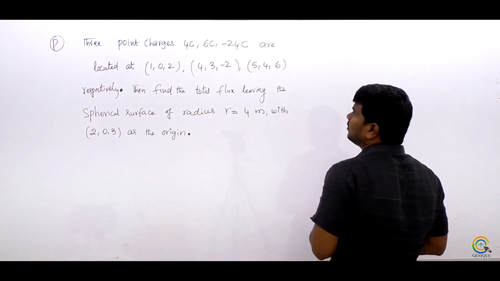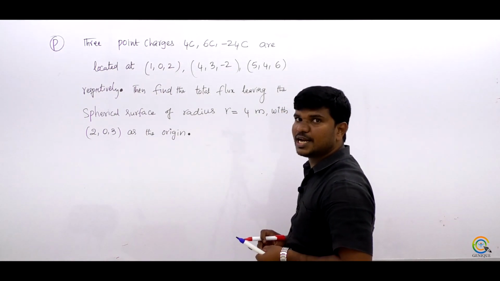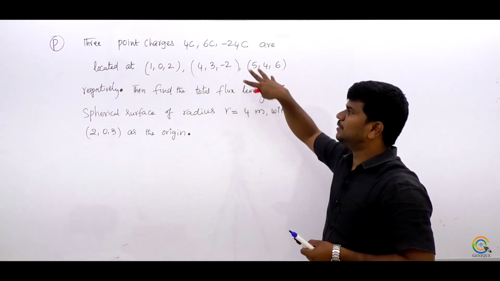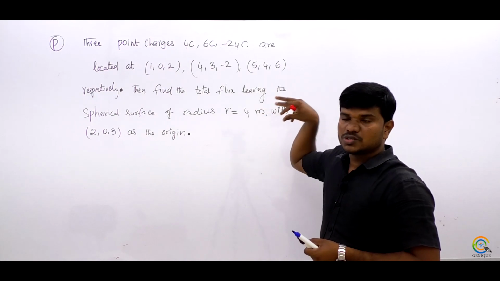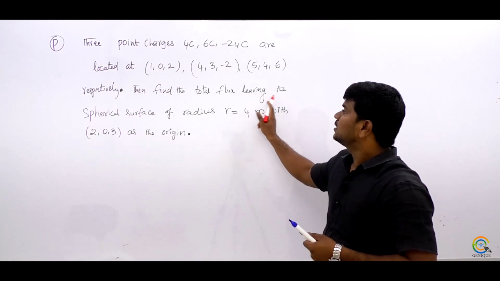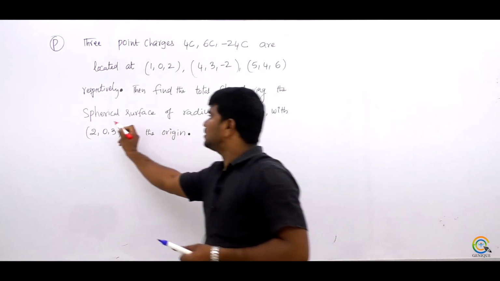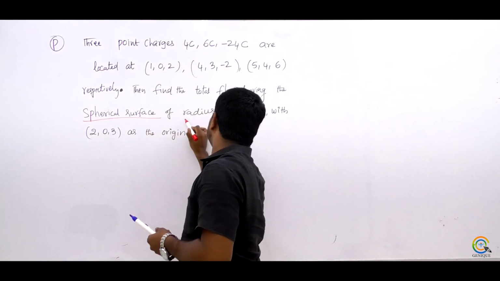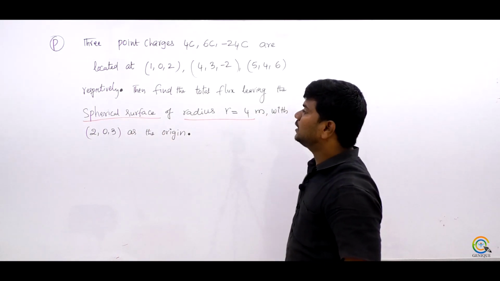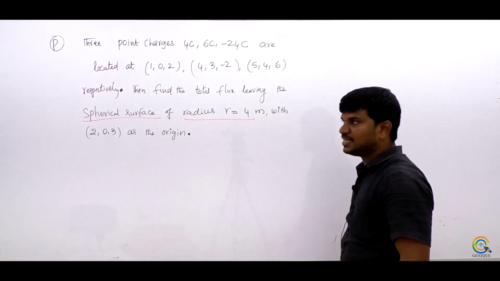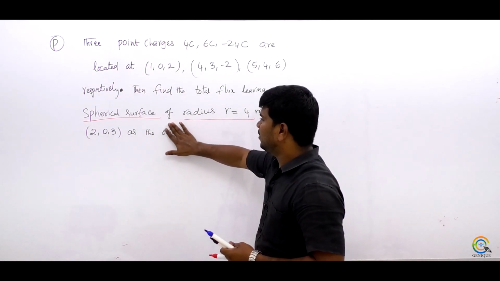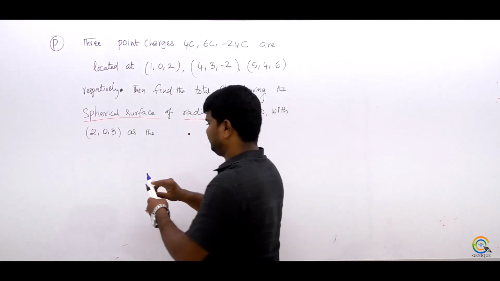So what is this question given? This question is related to what? You have to identify. There are 3 charges given at 3 places. So what do we have to find? We have to find the total flux leaving the surface. Which surface? It is a spherical surface of radius r equals 4 meters with (2, 0, 3) as the origin, the center of the sphere. So write this one as the center.